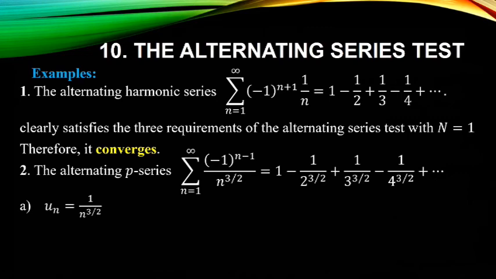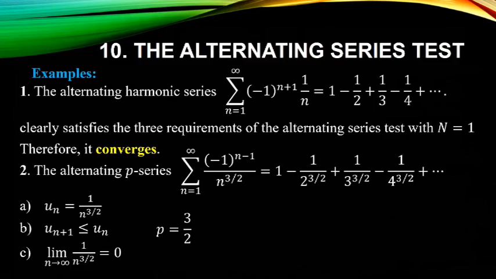U sub n is equivalent to 1 over n raised to 3 halves. So it is positive. So that is the absolute value of a sub n. And u sub n plus 1 is actually less than or equal to u sub n. So the next term would be smaller. Then the limit of u sub n as n approaches infinity is equal to 0. So the p series with p equal to 3 halves is greater than 1, therefore the series converges.